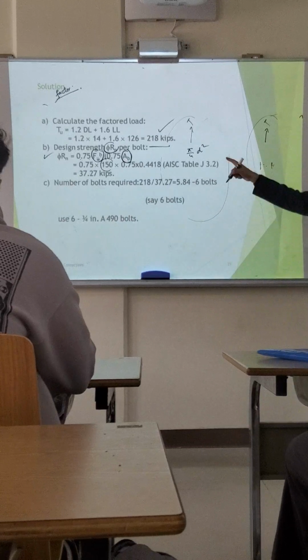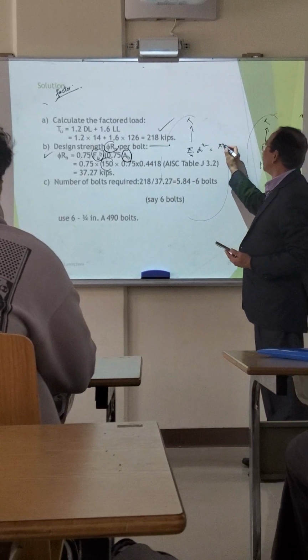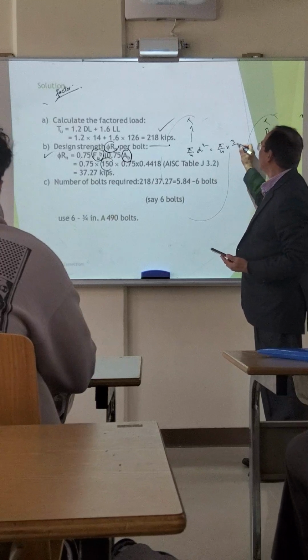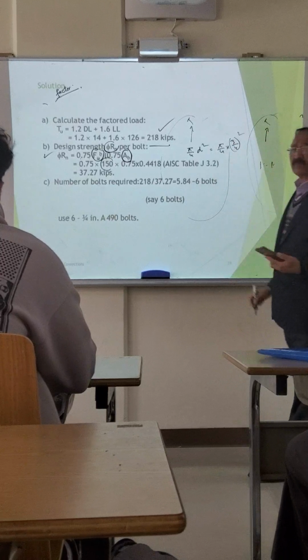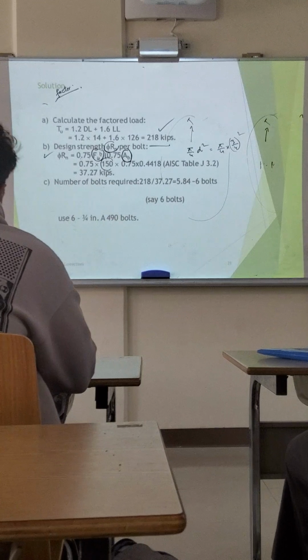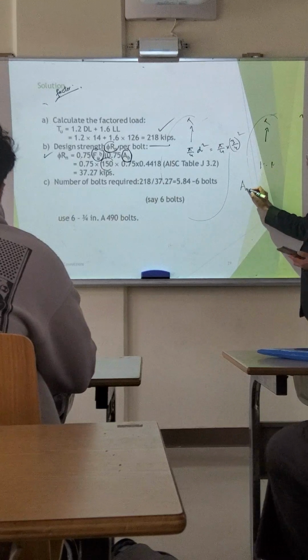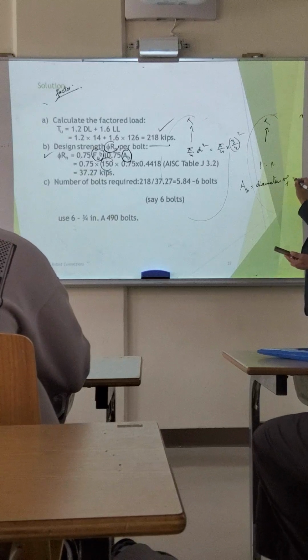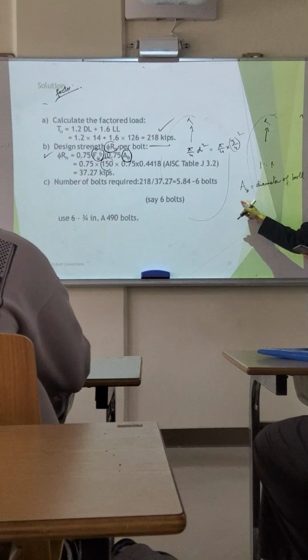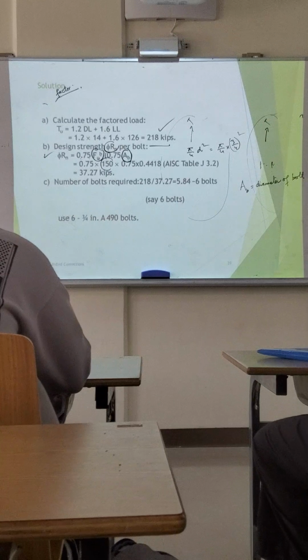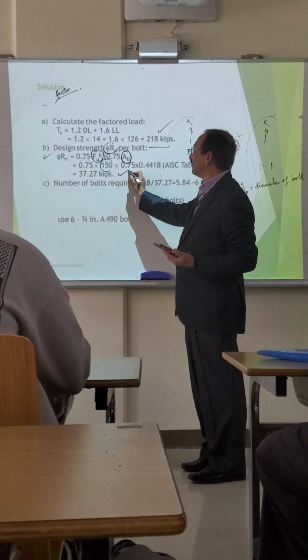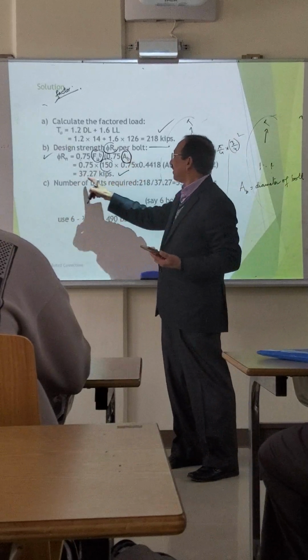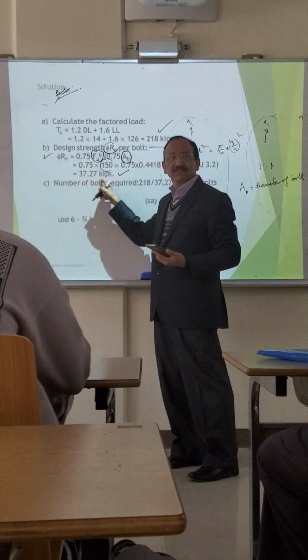This is Ab. So pi by 4 and the diameter how much? 3 by 4 inch, square. Not plus 1/16, right? No, it is only for the bolt, not for the hole. Ab is the diameter of the bolt, not for the hole. So we get this value as 37.27. It means one bolt will have this much tensile capacity.